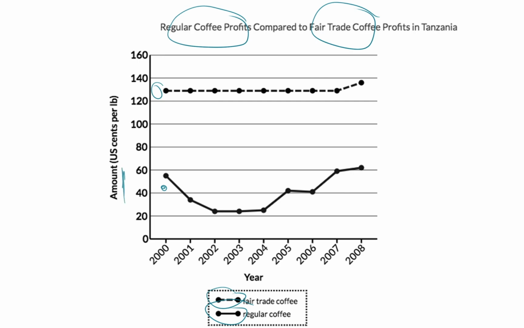This is amount, US cents per pound. Okay, this is dollars. So it's like 130 cents per pound profit and like, I don't know, 57 cents per pound profit across years. So just looking at this broadly, it looks like fair trade coffee is more profitable than regular coffee. And we'll see how that connects back to the discussion of ethics throughout the rest of the piece.